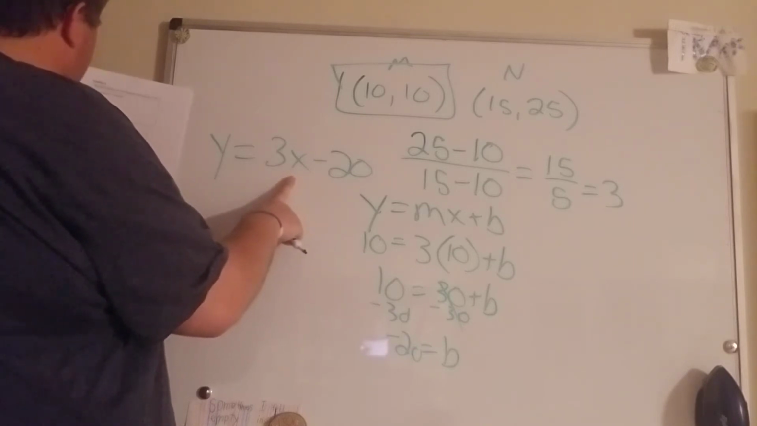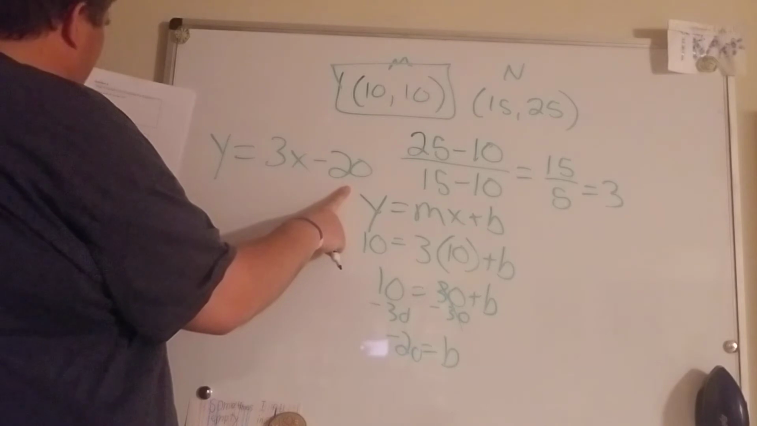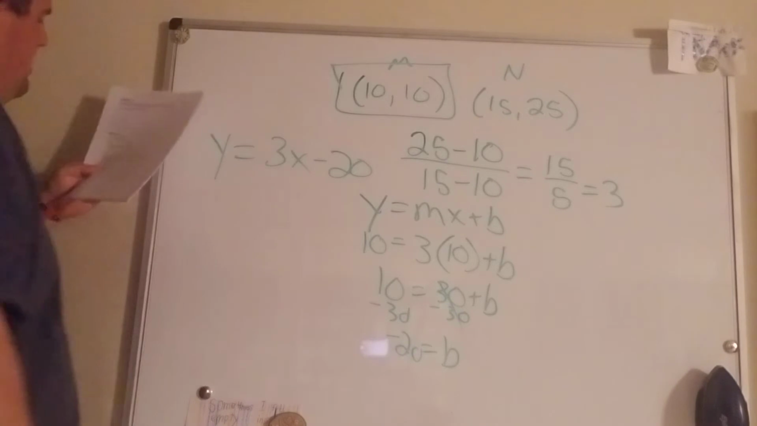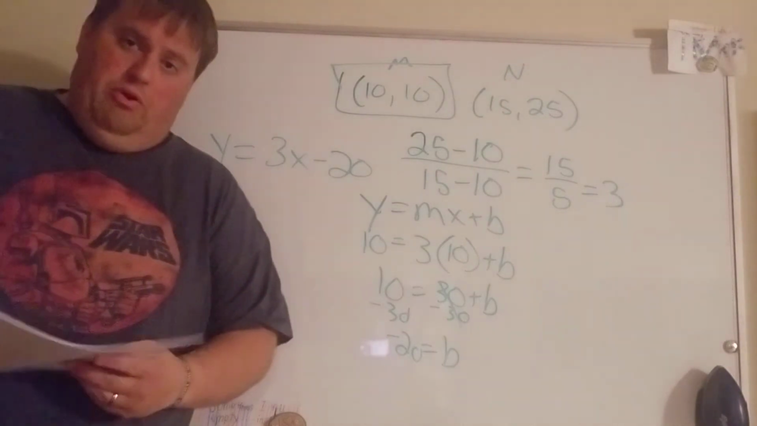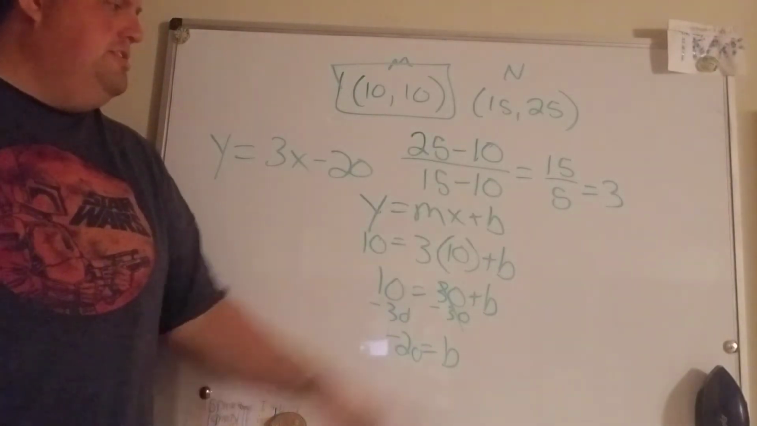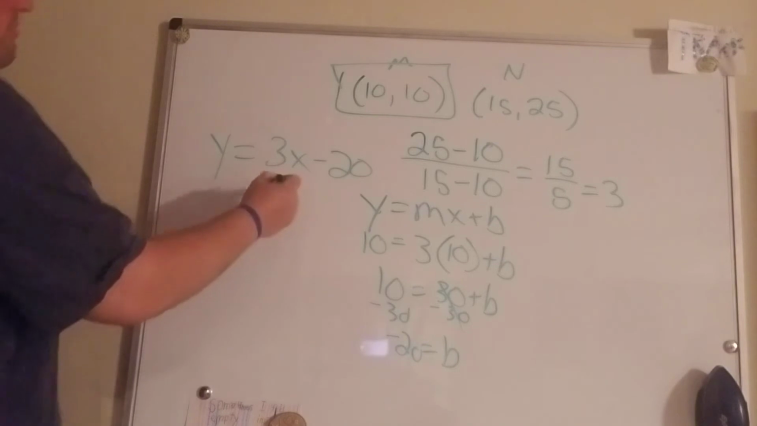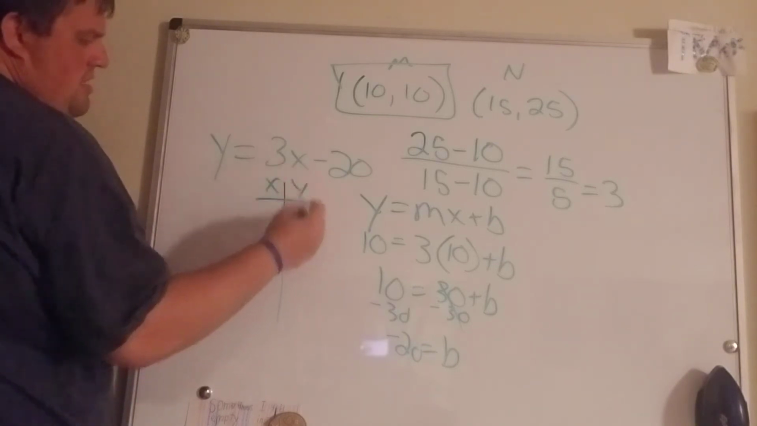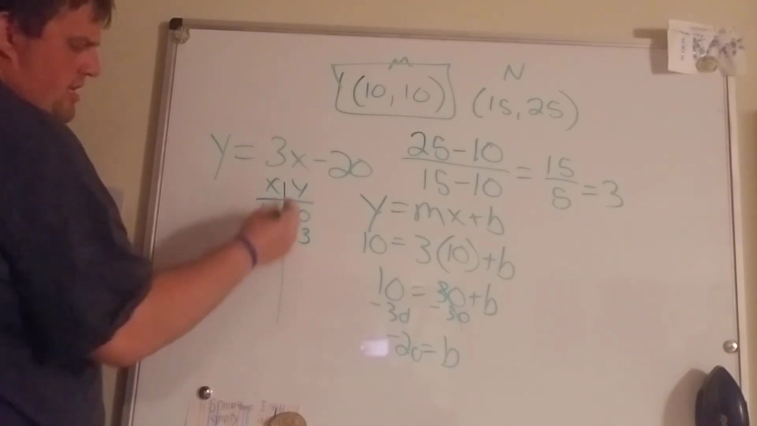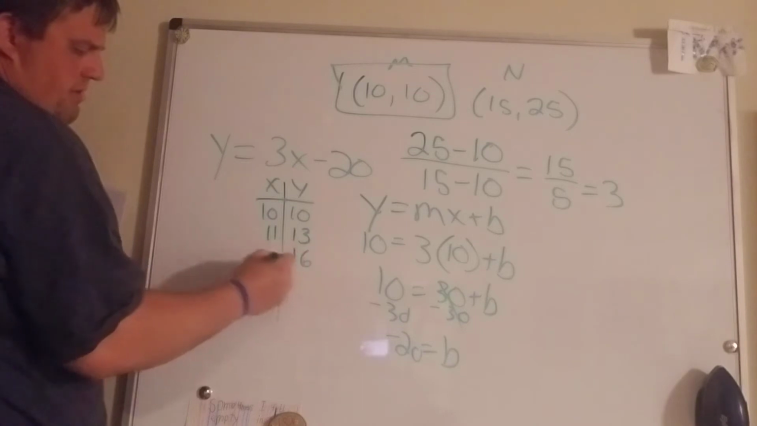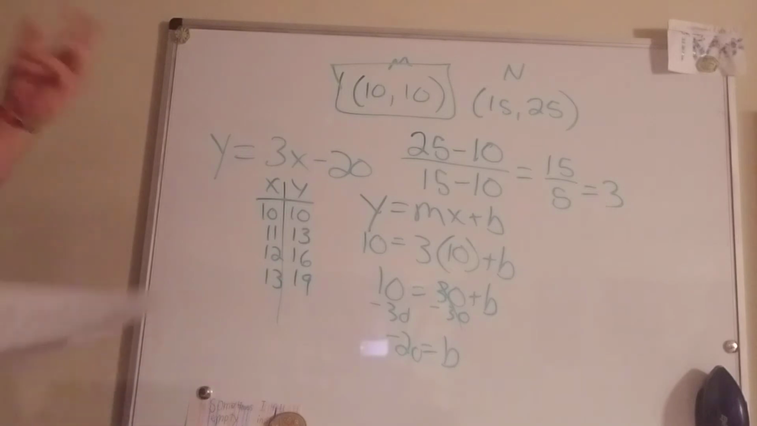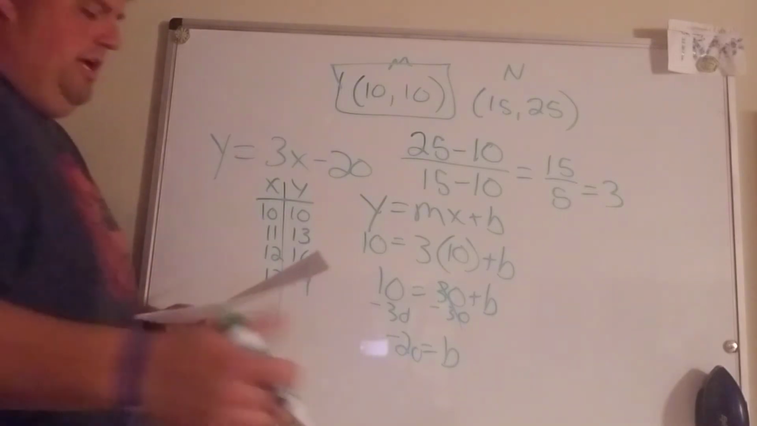13, 3 times 13 is 39. Minus 20 would be 19. That's no good. And 3 times 20 is 60, minus 20 is 40. So 11, 13 is the only one that worked. Now you could have made a table there. Once you find your slope is up 3 over 1, you know that y goes up 3 as x goes over 1. So you could have found it that way also, but I would rather make the equation. It's really up to you guys what you want to do.